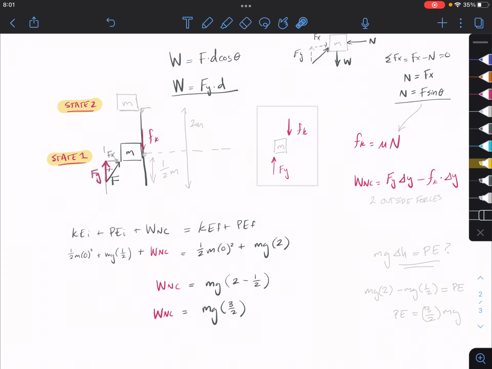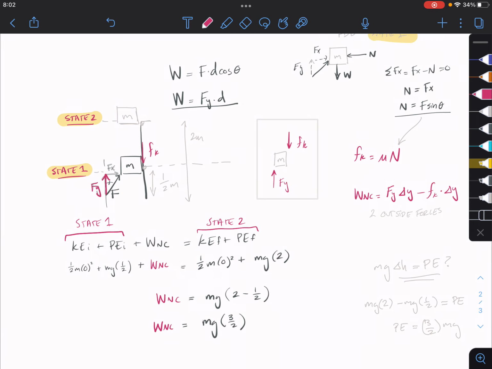Okay, so I have an initial potential energy, and then in the middle I have 2 outside forces, so initial potential energy, 2 outside forces that are kind of acting against each other here. And then I have a final gravitational potential energy at the top. So state 2 is at the top here, right? State 1 and state 2. Okay, state 1, and this is state 2.